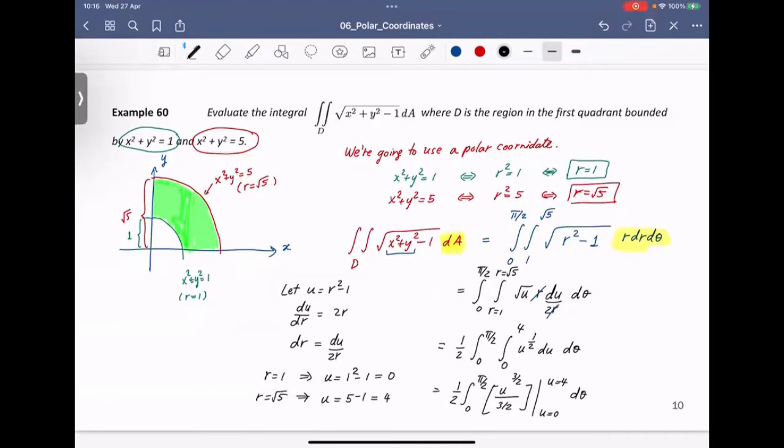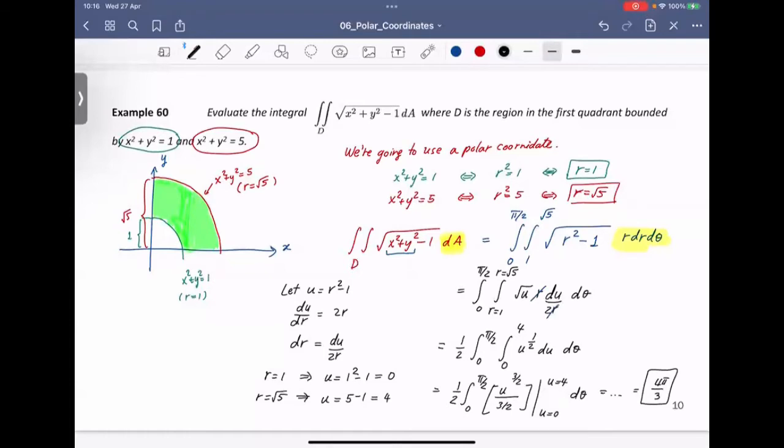Okay. And after you integrate this thing, I'm lazy to do it, so I'm going to look at my answer. I already did it before. So the answer is 4 pi over 3. That's right. Yeah, the answer is 4 pi over 3.